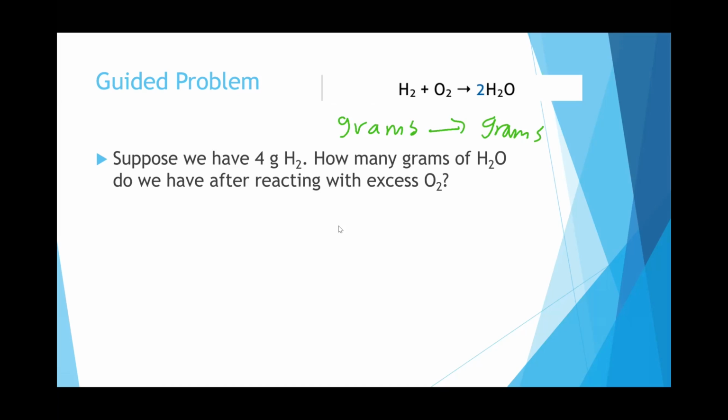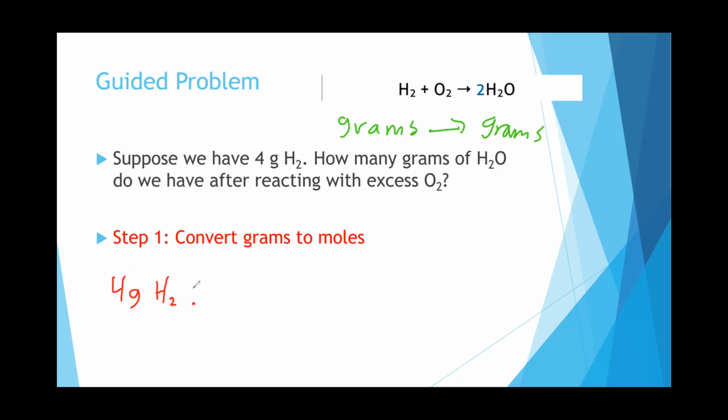So this is a 3-step problem. We have to first convert grams to moles. So we need to convert grams of H2 to moles of H2. We just learned how to do that, or reviewed how to do that. 4 grams of H2. The conversion factor between grams to moles is molar mass. So by the periodic table, or you should know, hydrogen is 1. So it's 2 grams of H2 per 1 mole of H2.